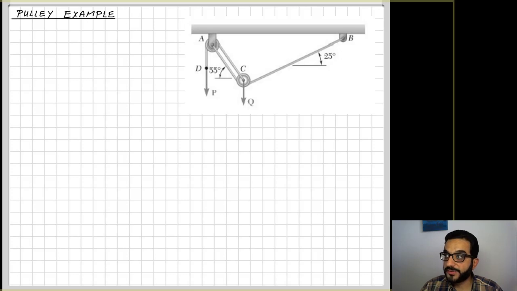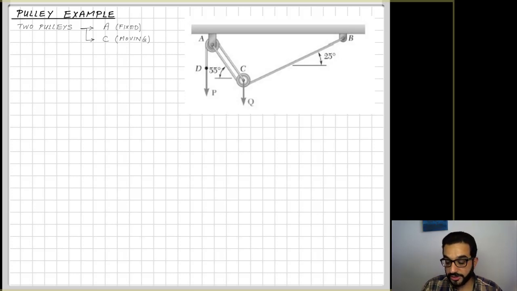So in this example here, we have two pulleys, pulley A and pulley C. Pulley A is fixed because it's pinned to the ceiling. It's not moving with the movement of the load that we're trying to lift or hoist. But pulley C is a movable one. It's a moving pulley because imagine if you pull the force P here, the pulley C will move up with the load that you're trying to lift, Q.